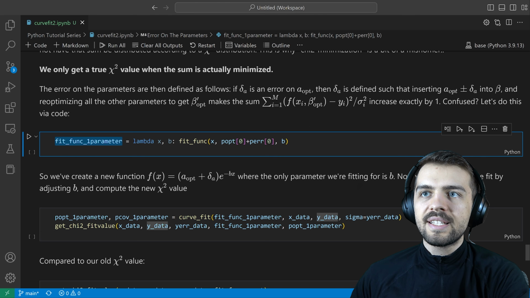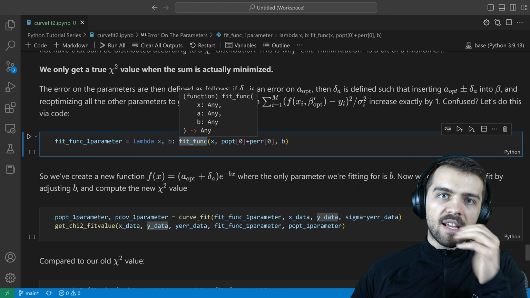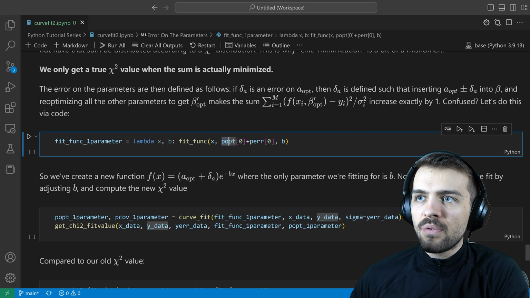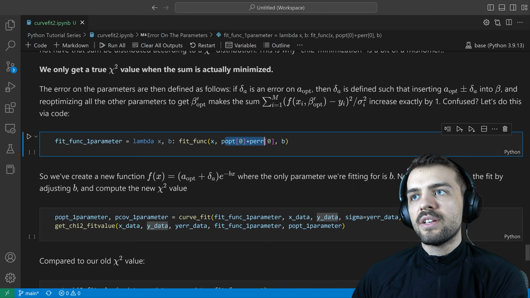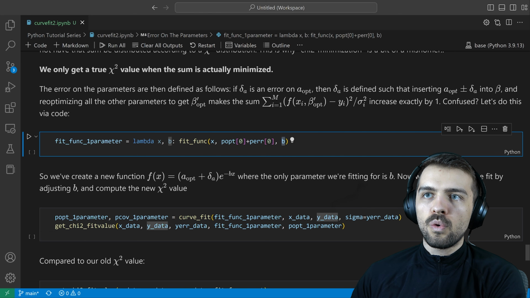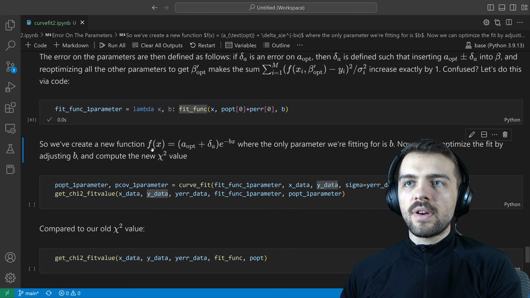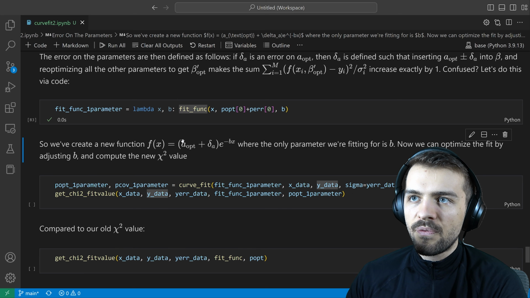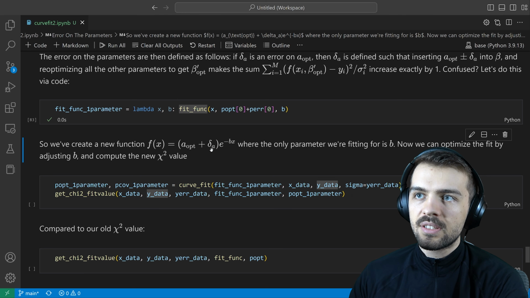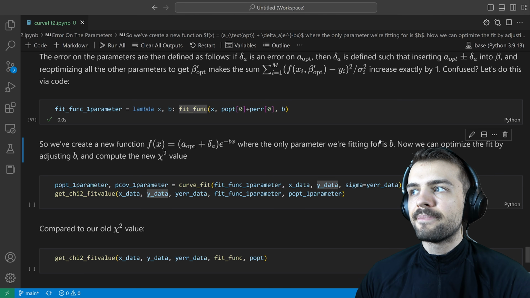And so my function now only takes in x and b, and it returns the fit function, which is A e to the negative bx, but I'm fixing the value of A to be the optimal value of A plus the error of A. So I'm going A optimal plus delta A. So this new function only takes in x and b and returns this value. So we've essentially created a function f of x equals (A optimal plus delta A) e to the negative bx, where this is a fixed constant, sort of like how e is a fixed constant. This is a fixed constant that you're multiplying out front, and we're going to optimize for b.